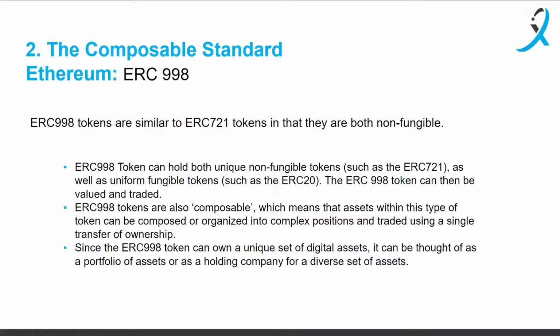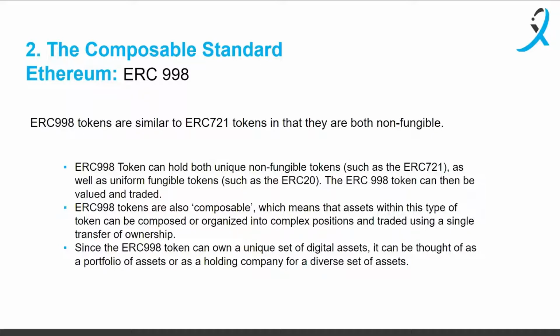The second one is a composable standard. It's called ERC 998, and it's similar to the ERC 721, except it's kind of like a bag where you can put other NFTs into it. So an ERC 998 is composable because you can compose it with fungible as well as non-fungible tokens. You could put a bunch of ERC 721 tokens in there, and you can also put a bunch of ERC 20 tokens in there. And then you can sell that as a package.